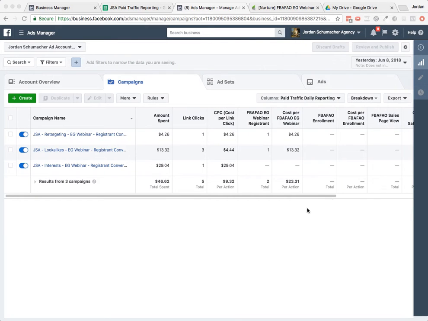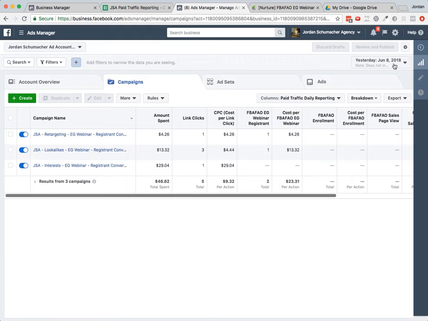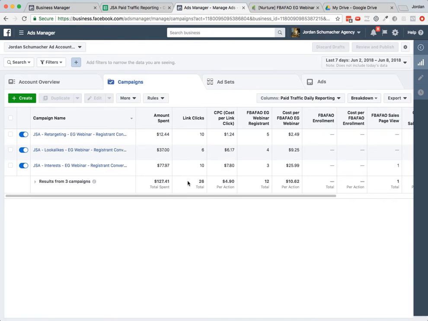So the first thing that we're going to do when we go in here and dive into these is look at the previous 7 days. Now these ads have only been running for 3 days, which is the minimum amount of time you want to let your ad sets run before you start making any decisions.